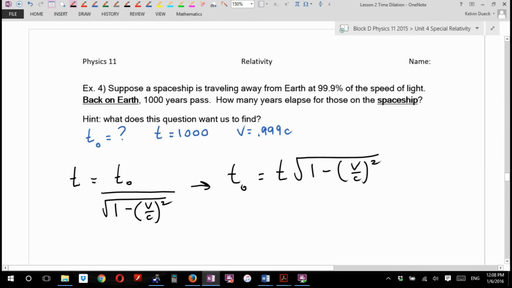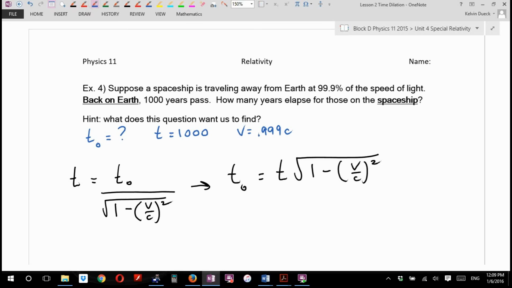By the way, this square root expression has a fancy name. It's called the Lorentz Factor, and it's often called a gamma function, and I'll be talking about that later, because whenever we look at Einstein's equations, this thing tends to show up in different locations.